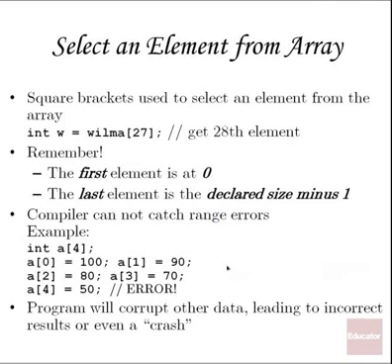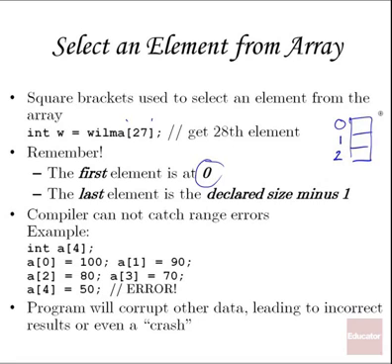Okay, how do we get a particular element out of the array so that we can do some work on it? Well, we have those square brackets again. This is not a declaration, this is an expression. So here we have int w is equal to wilma of 27. This gives us the 28th element. Now remember, this is C, this is C++. This is computer code. We start from 0. So 0 is your first element. 1 is your second element. 2 is your third, etc., etc.